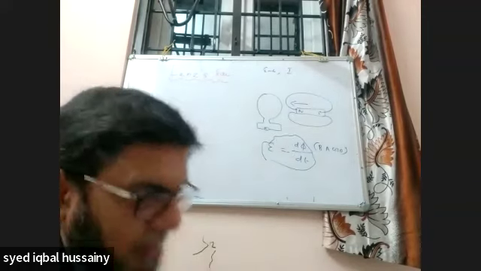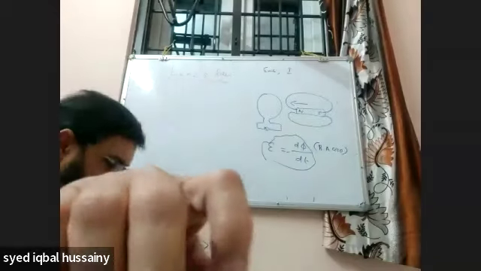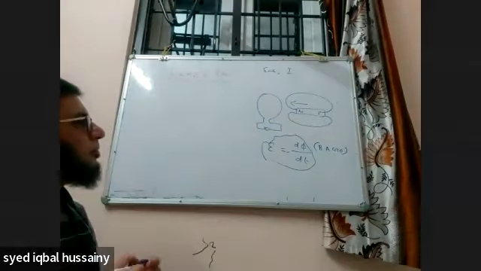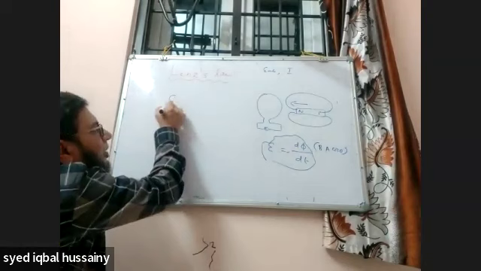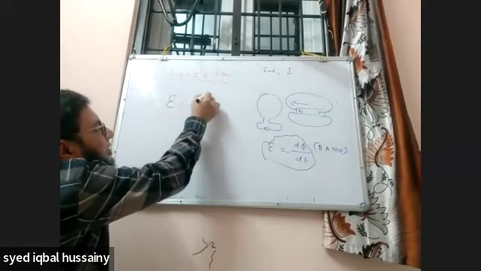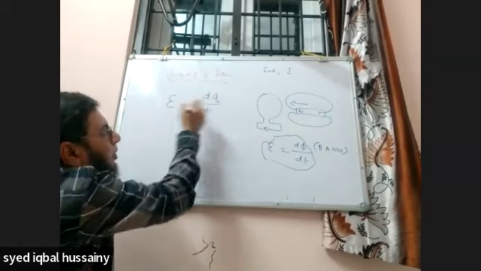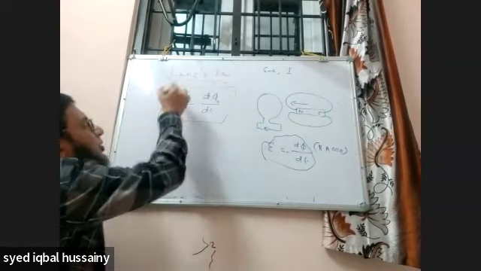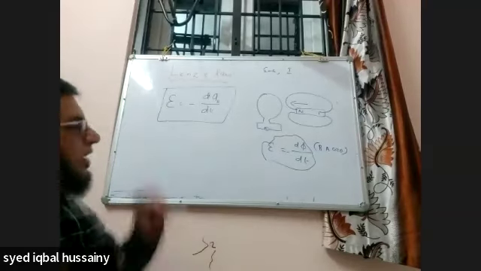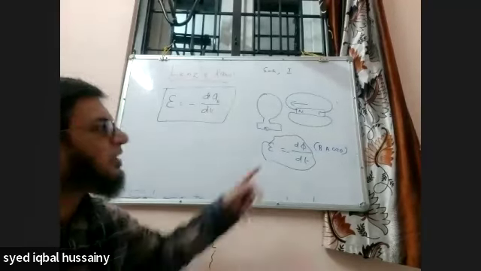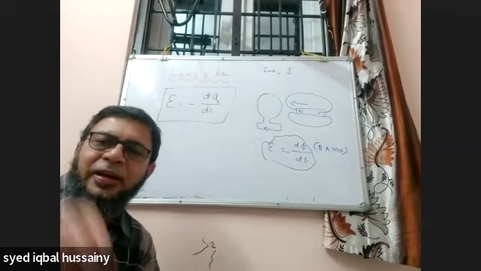Now take down the formula. Lenz's law formula: EMF will be equal to minus d phi by dt. So this is Lenz's law formula. Just you put the negative sign. In Faraday's law, if we put minus, it becomes Lenz's law.